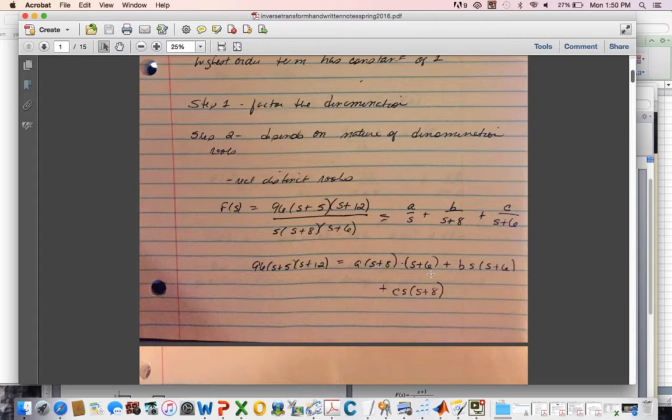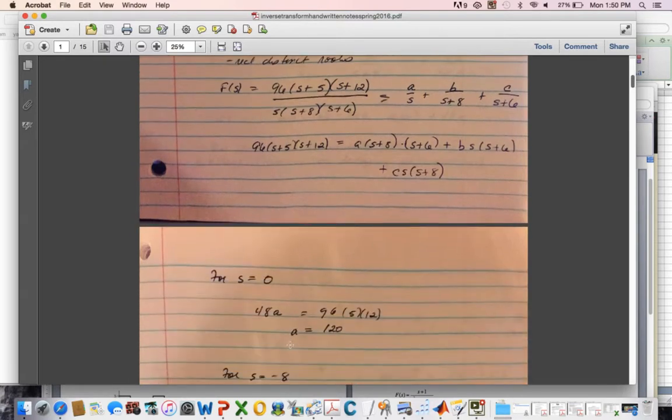So the trick is to choose convenient values of s that will make some of the constants go to 0 and make the other constants easy to solve for. The first thing we want to do is choose s equals 0. That'll make the third and second term go to 0, and only the first term in this expression is non-zero. So out of that we'll get 48a is equal to this expression. The 48a comes from the right-hand side of this equation, and this expression comes from what happens when you plug in s equals 0 to the left-hand side.